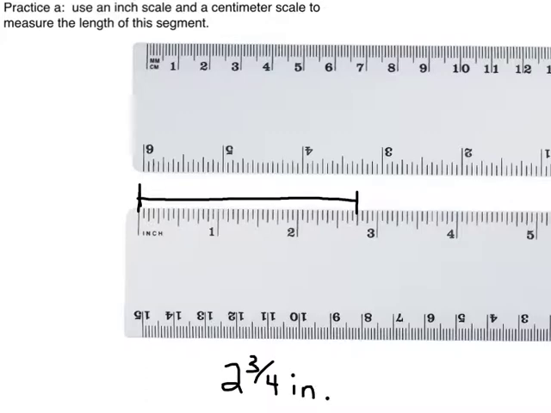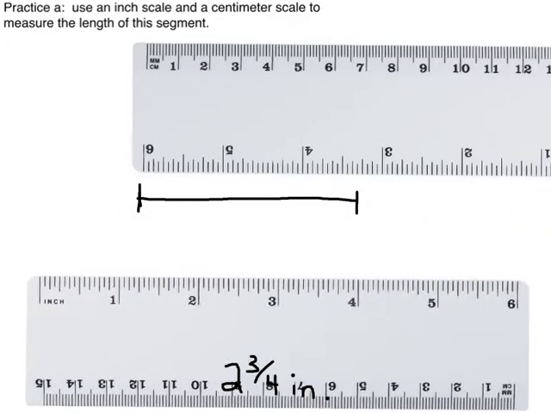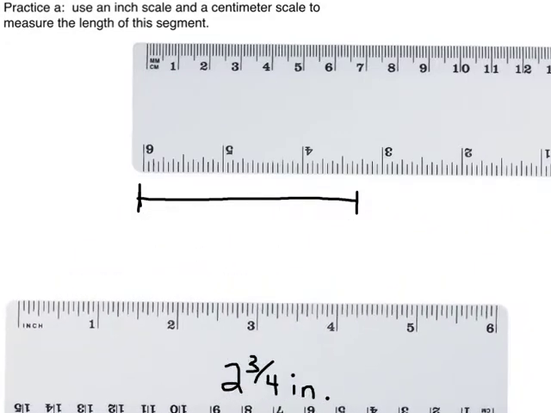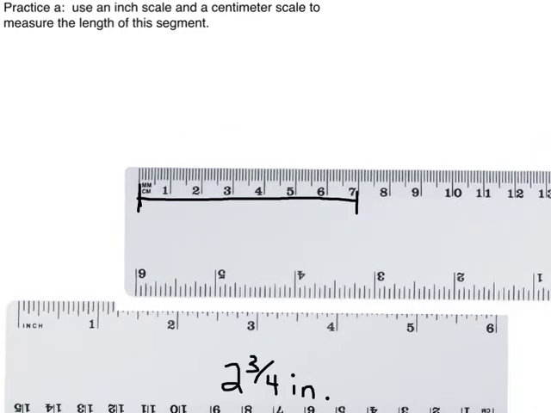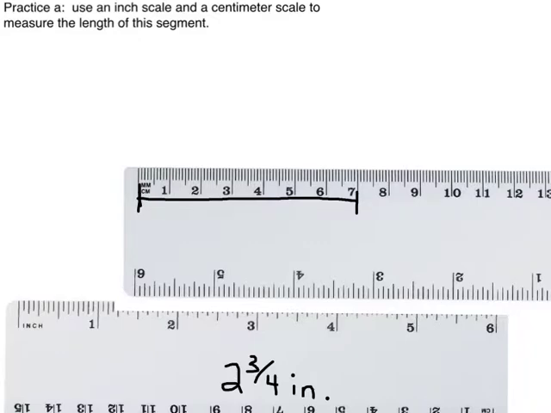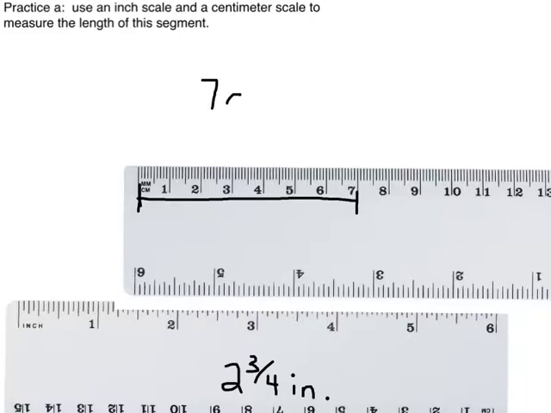Alright, let's go back and do the same thing with the centimeters. Move that down. Now let's move this. Okay, here it looks like it is going to be exactly 7 centimeters, which would also be 70 millimeters, because 10 times 7 is 70.